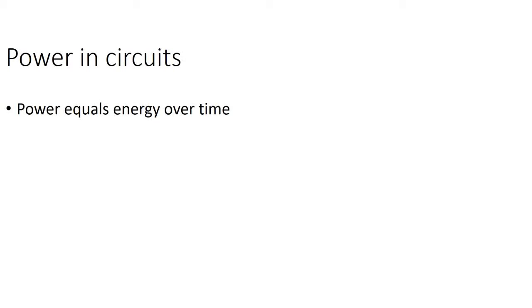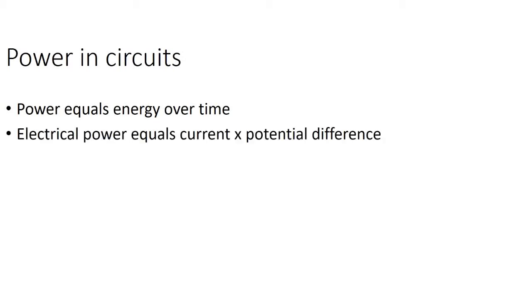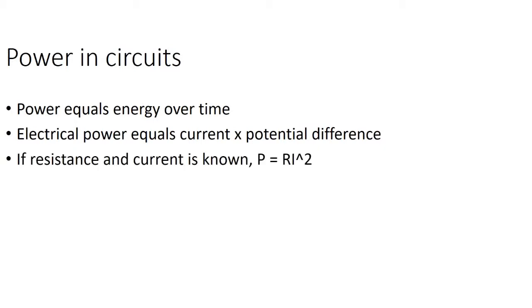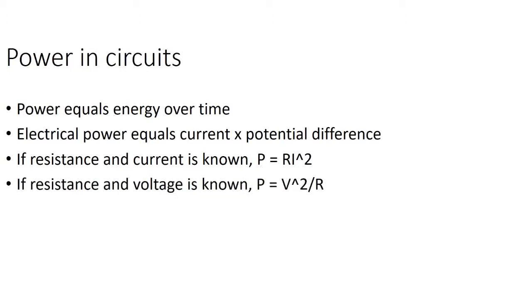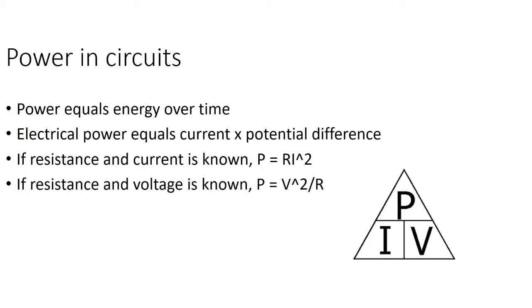Power equals energy over time. Electrical power equals current times potential difference. So if we know resistance and current, power equals resistance times the square of the current. If resistance and voltage is known, then the power equals voltage squared over the resistance. There is the simple triangle.